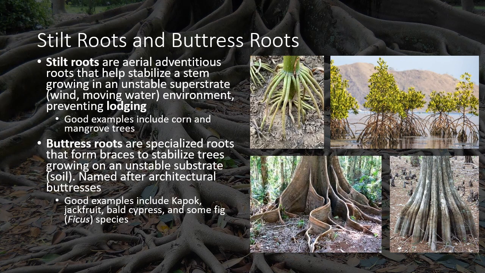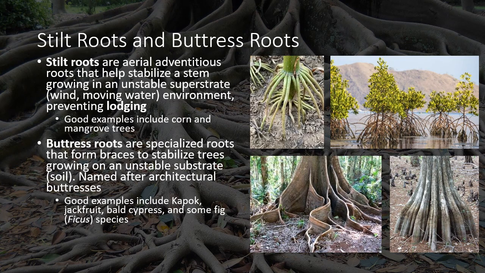So, for example, if you are a corn stalk, this top left-hand image is the base of a stalk of corn. Corn will actually grow roots out of two, even three nodes on the stem above the ground, and it will grow those roots down to the soil as stilts. Those stilts help stabilize the stem, making it less likely to blow over in the wind, which is called lodging.